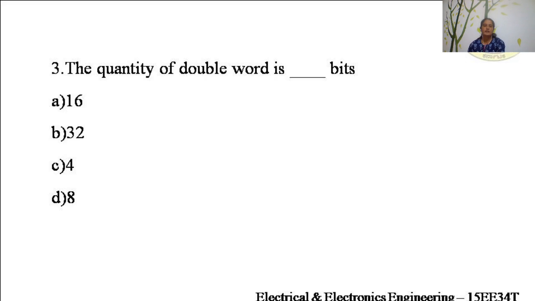Third one, the quantity of a double word is dash bits. A. 16, B. 32, C. 4, D. 8. What's the answer? A word is usually 16-bit, that is 2 bytes in length. So a double word will be 32 bits. Therefore the answer is B, 32.